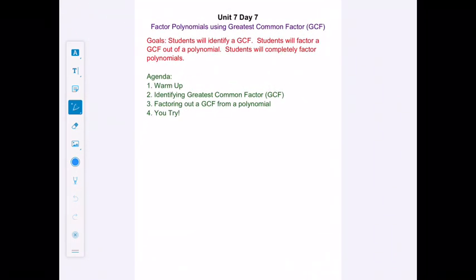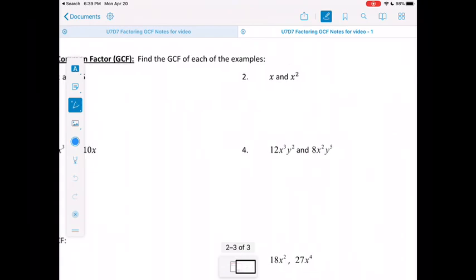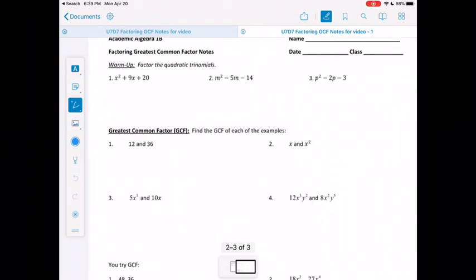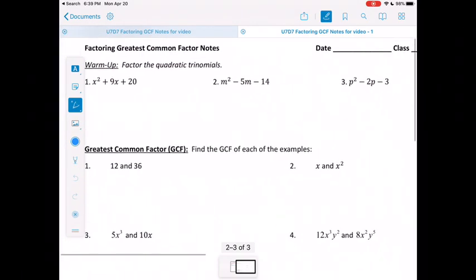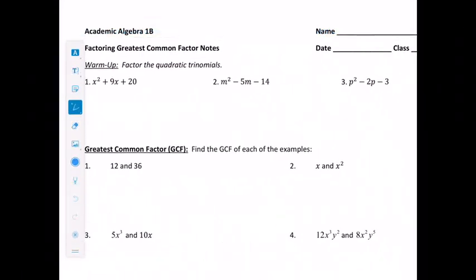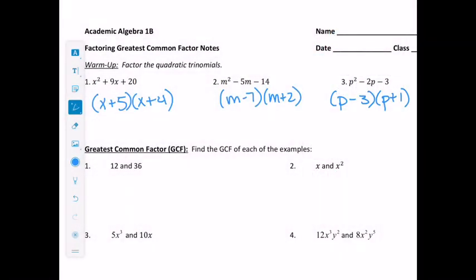As you go through this video, please make sure that you have the factor and greatest common factor note sheet, or you could be taking down these notes on paper. We're going to start with a warm-up. This should be a little bit of review. For these first three problems, factor the quadratic trinomials. Please pause the video, try these three problems, and then pick it up again and check your answers. Okay, now that you're done with this warm-up, check these answers.